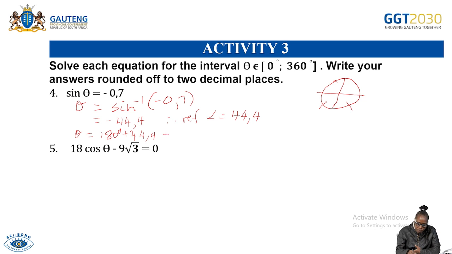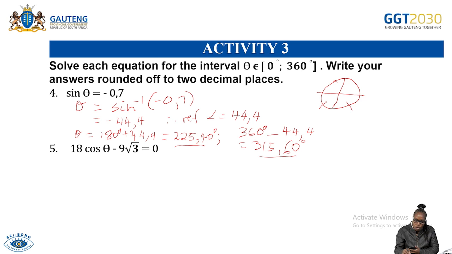And it gives me 225.4. And remember the question says write your answer to two decimal places, so I just add zero. That is my first solution on the third quadrant. On the fourth quadrant, I will say 360 degrees minus 44.4, and I will have my answer as 315.6, and I add zero. That is my second solution. So I have these two solutions for question number four.